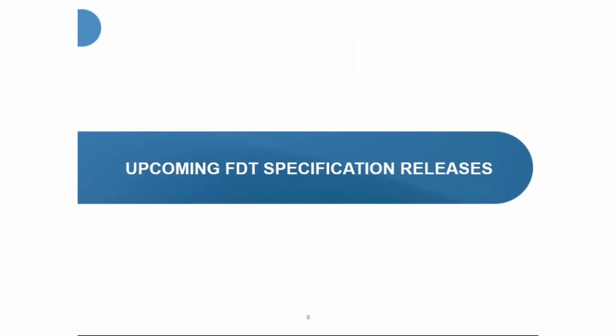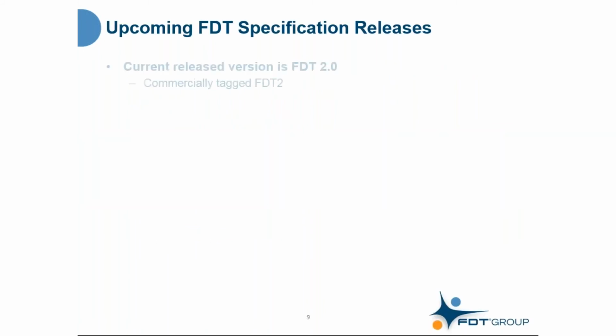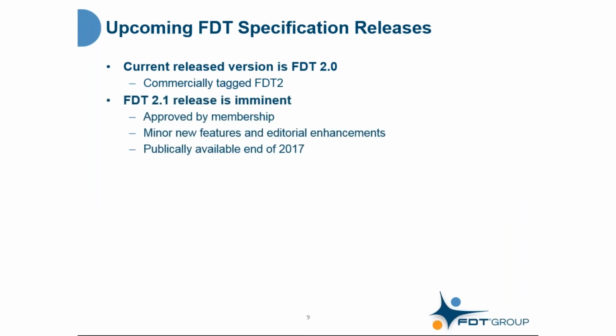Today, our current release of the FDT standard is version 2.0. You'll see this commercially in the marketplace. It's reflected as FDT 2. We're about to release a minor update to FDT 2.0 as 2.1. It's been approved by our membership, and some minor new features and editorial enhancements will be part of this release by the end of the year.